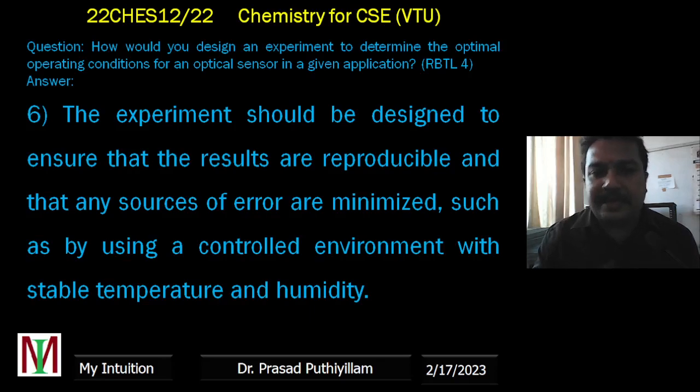The experiment should be designed to ensure that the results are reproducible. We have to design the experiment in such a way that once we do the work, whatever result we got, a second time when we do it, then also you should get exactly the same reading. Then we call it reproducible, and that any sources of error are minimized. There should not be any error. All the errors have to be minimized by doing many trials, and it should be reproducible. And the environment present there has to be controlled. Temperature, humidity also have to be controlled. Oh, explanation was there. I was simply reading.